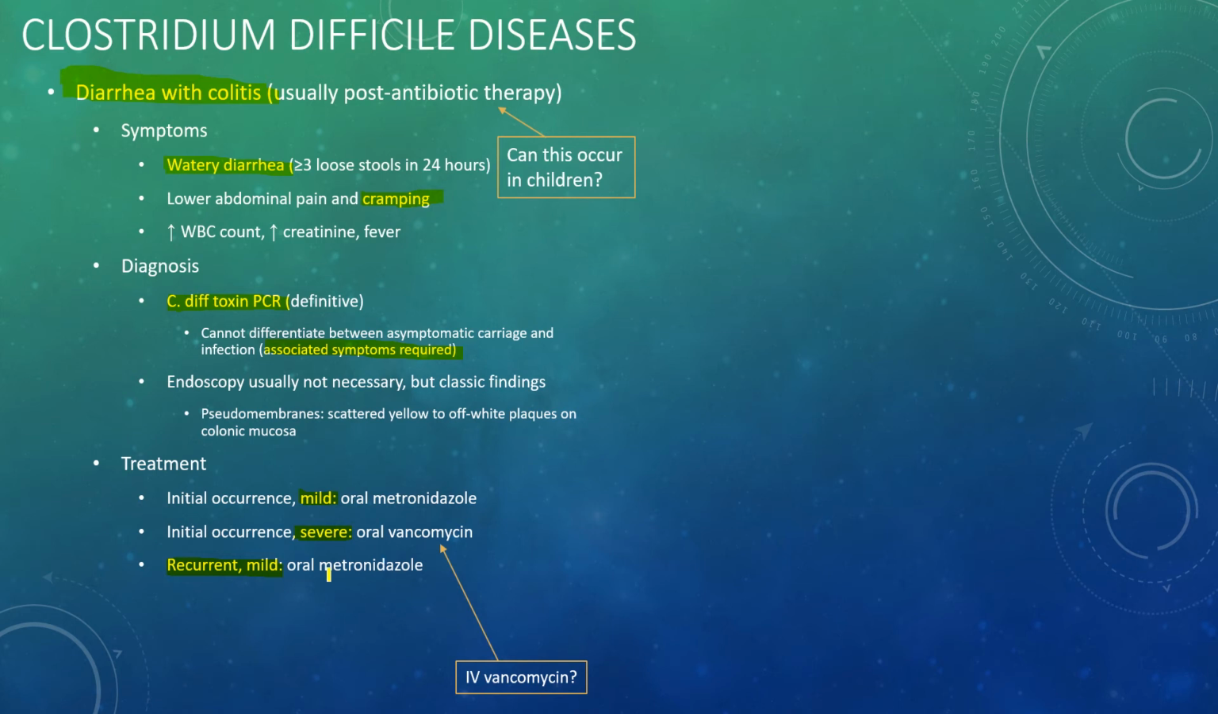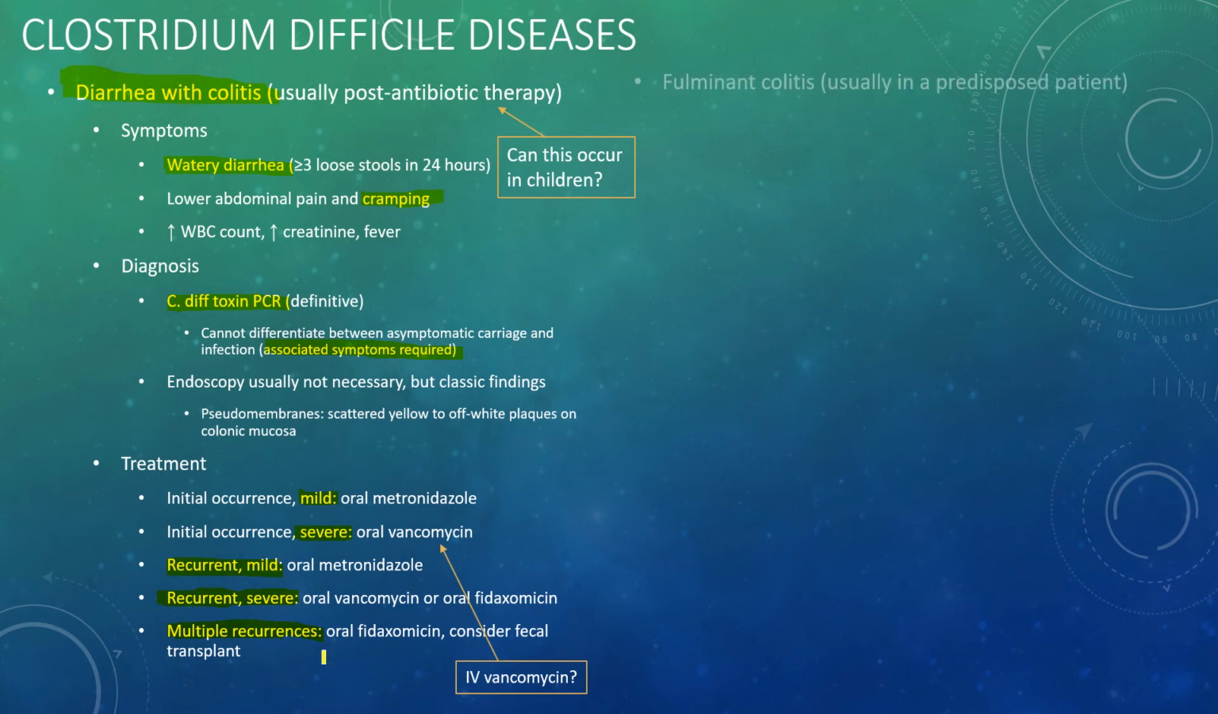But a key differentiating factor is if the disease never resolves, say they have Clostridium difficile colitis and they have diarrhea despite oral metronidazole therapy and never fully cleared it, you need to move on to oral vancomycin or even fidaxomicin. So it's recurrent and severe, give oral vancomycin or oral fidaxomicin, another antibiotic. And if you have multiple recurrences, definitely give oral fidaxomicin and even consider a fecal transplant.